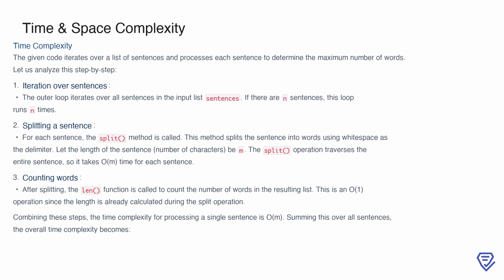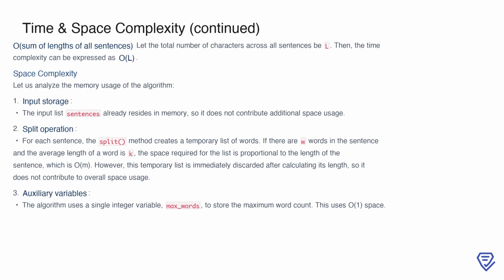After splitting, the length of the resulting list is determined using the len function. Since the length is computed during the split operation, this step has a constant time complexity, O(1). Adding these together, the overall time complexity for processing a single sentence is O(m). When we sum this over all sentences, the total time complexity depends on the combined length of all sentences. This brings us to the overall time complexity, which is O of the sum of the lengths of all sentences. Let's call the total number of characters across all sentences L. Since the algorithm processes each character exactly once during the split operation, the time complexity can be simplified to O(L).